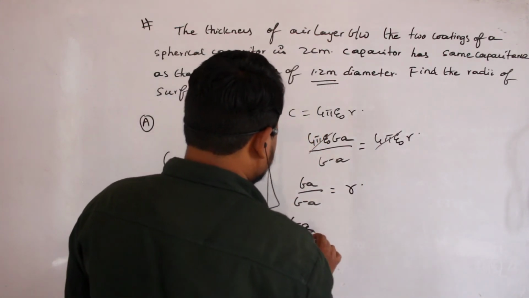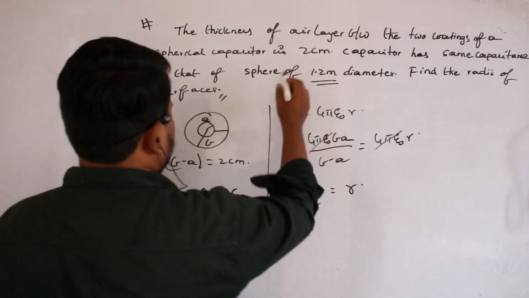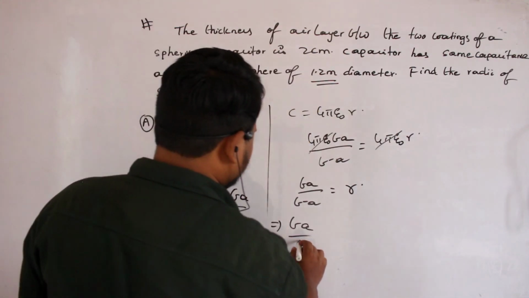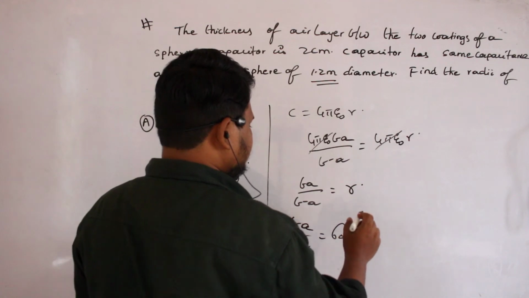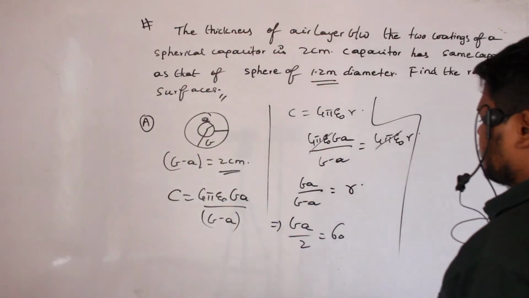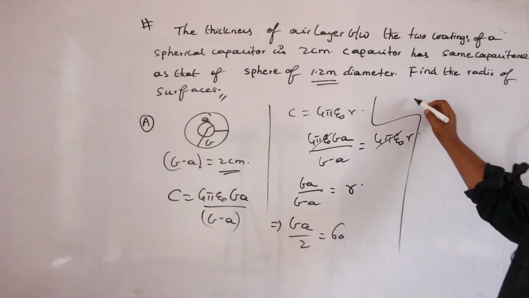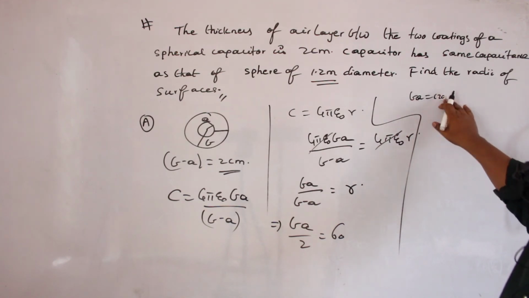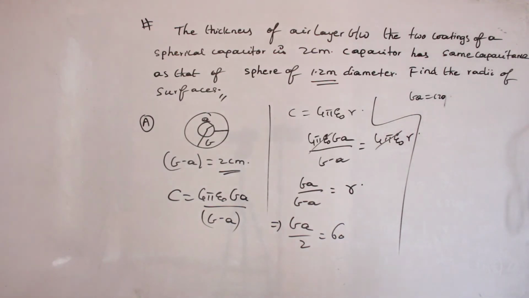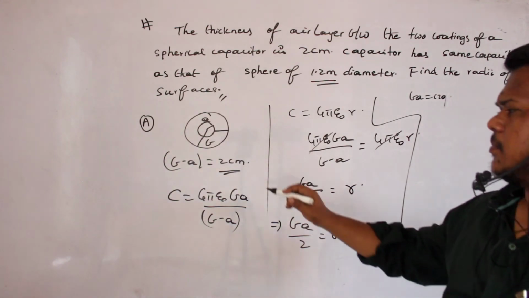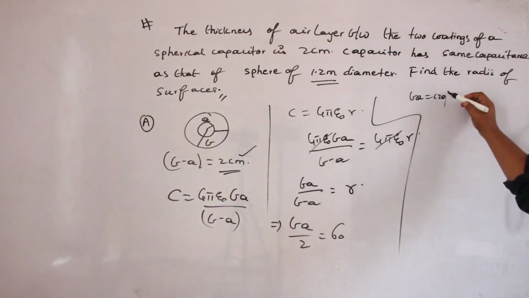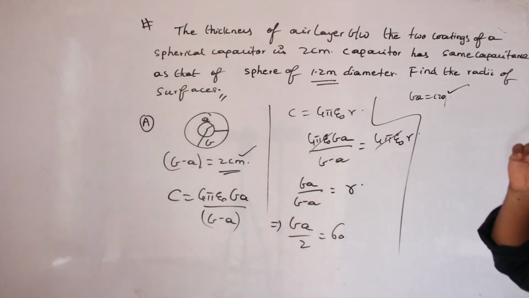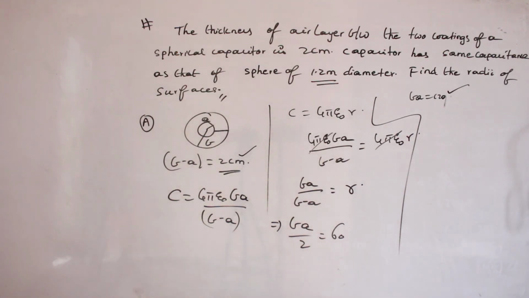So ba divided by b minus a is equal to R. b minus a is already given as 2 centimeter. Radius is equal to 60 centimeter. So therefore ba is equal to 120 is the answer. ba value is 120. Clear? So b minus a is 2, ba is 120. From this can't I calculate b and a separately? I can calculate, no?